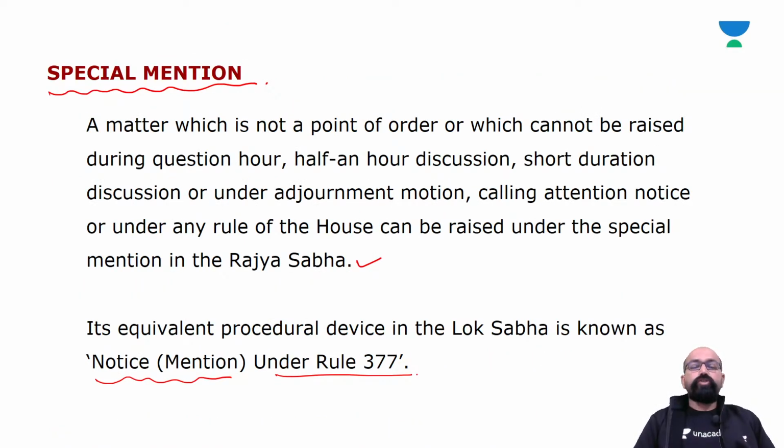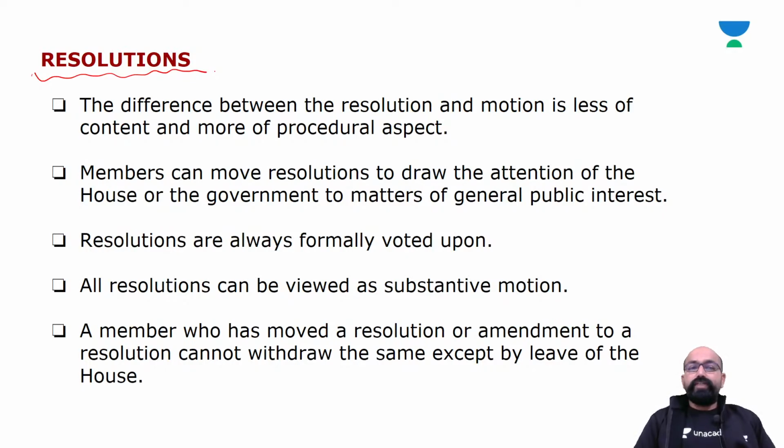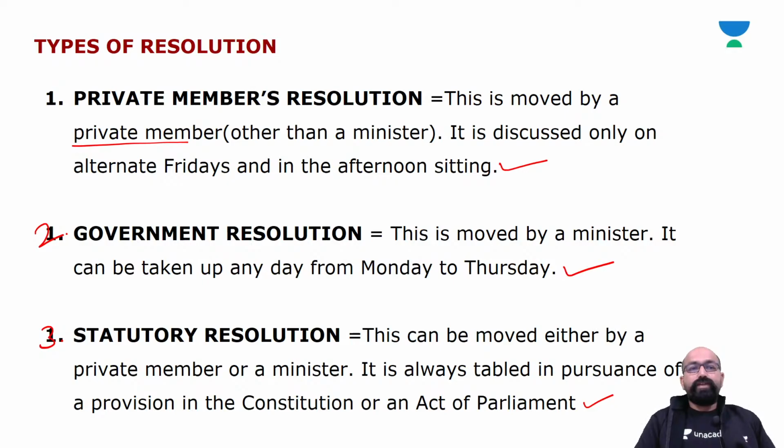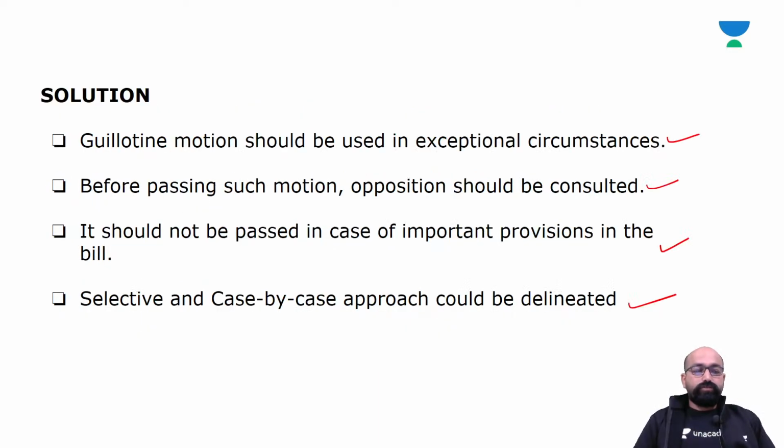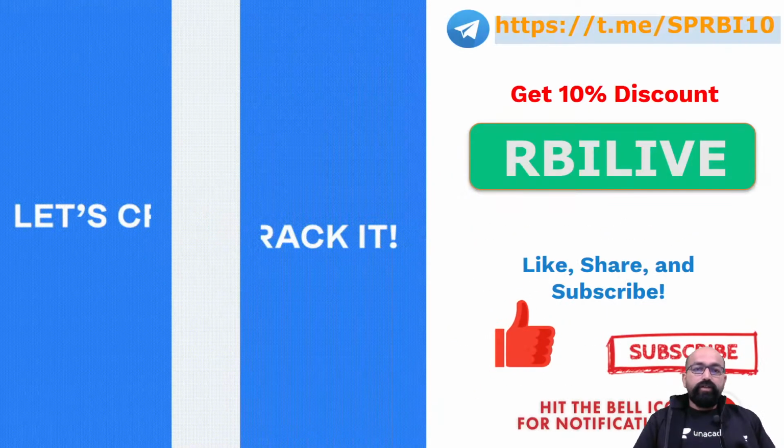And also we have covered the notice under Rule 377, then resolutions, then types of resolution: private members' resolution, government resolution, and statutory resolution. Issues with the guillotine motion and the solution.